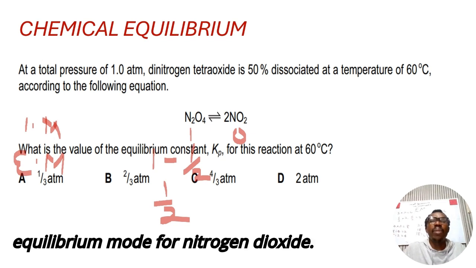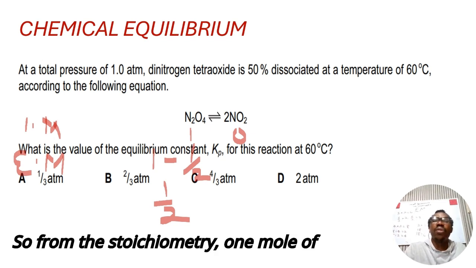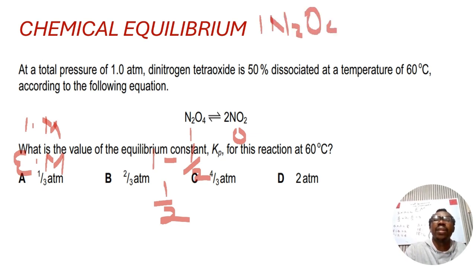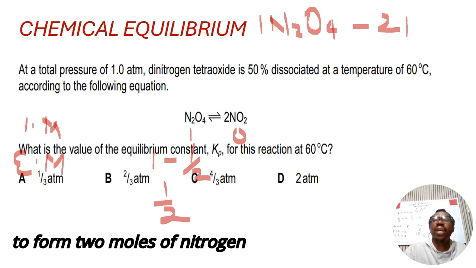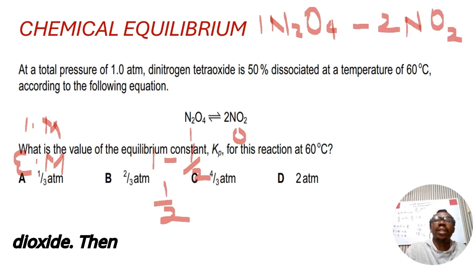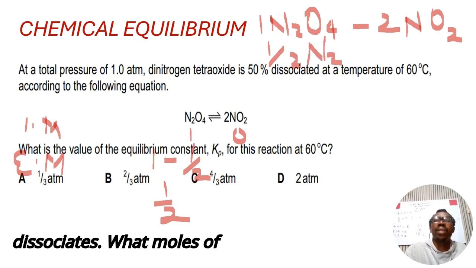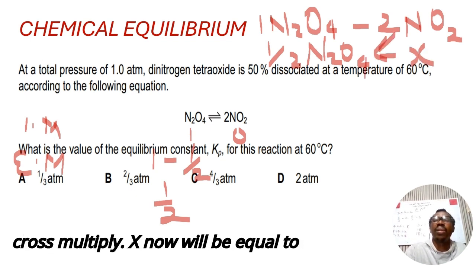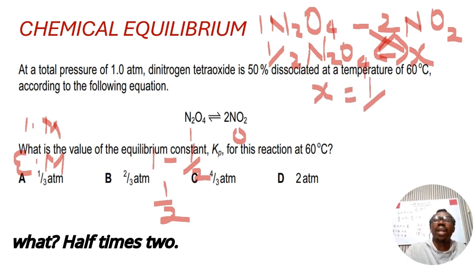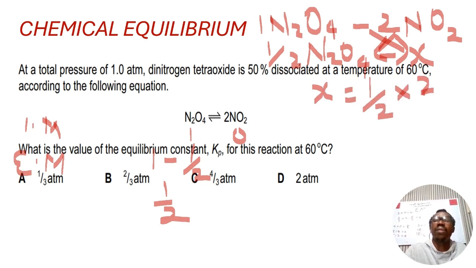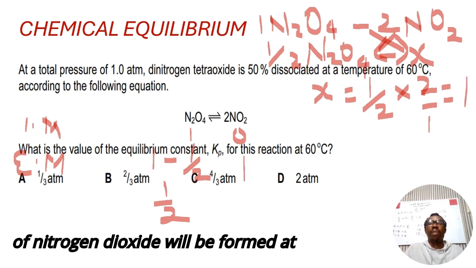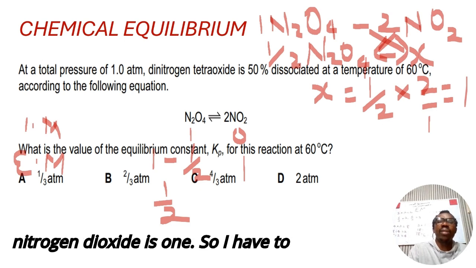Then we'll have to get the equilibrium mole for nitrogen dioxide. From the stoichiometry, 1 mole of dinitrogen tetroxide dissociates to form 2 moles of nitrogen dioxide. Then half a mole of dinitrogen tetroxide dissociates. What moles of nitrogen dioxide will be formed? You cross multiply. X now will be equal to what? Half times 2, which is equal to 1. So 1 mole of nitrogen dioxide will be formed at equilibrium. So the equilibrium mole for nitrogen dioxide is 1.